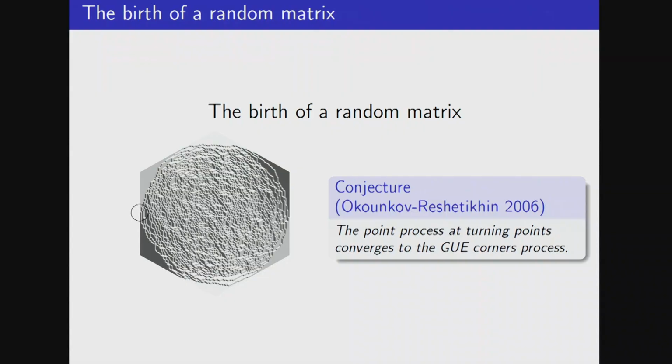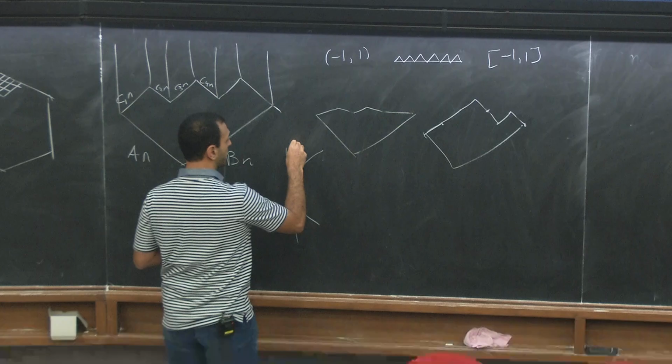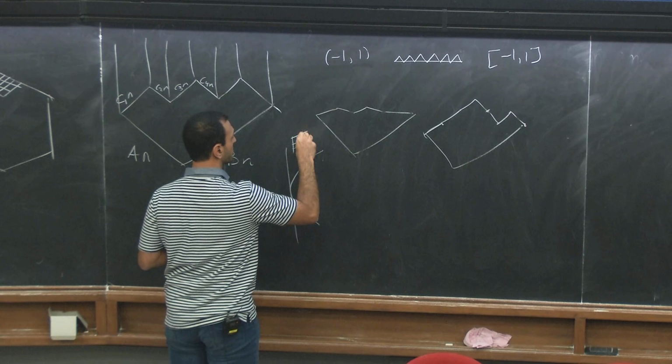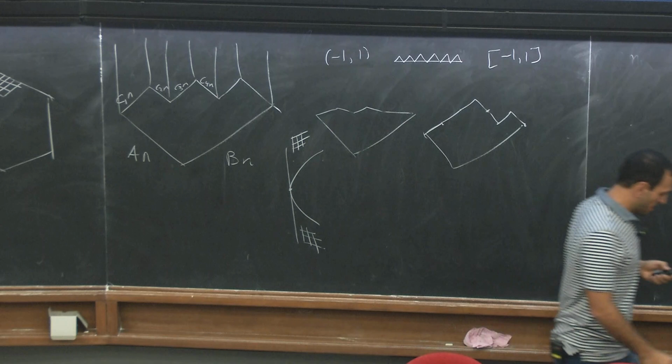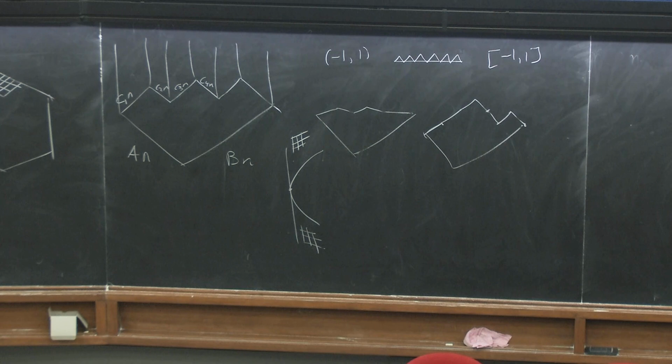If you look at this point, what's happening is you have a frozen region where only one tile is appearing, and another frozen region where only one tile is appearing, but it's different from this one, and you're turning from here to here. So they call this a turning point. They conjectured that the process you see here is universal, and it's going to be the same as the GUE corners process. On the next slides, I'm going to explain exactly what those things are.